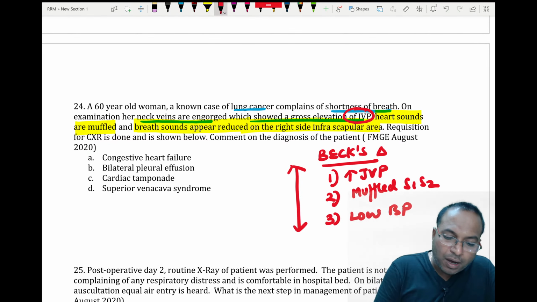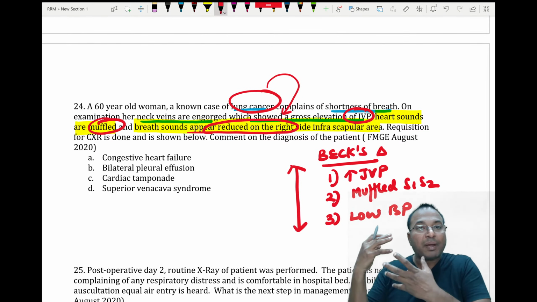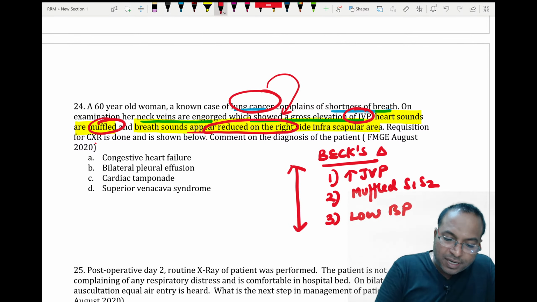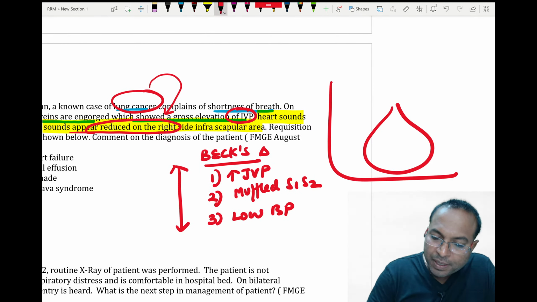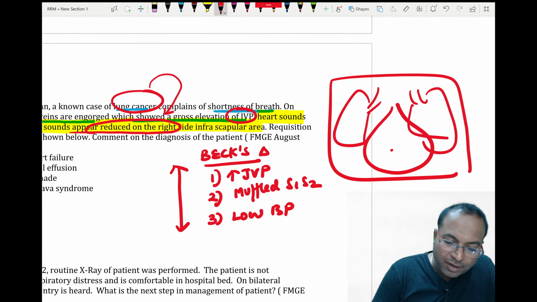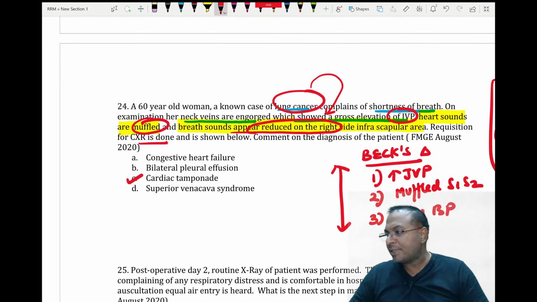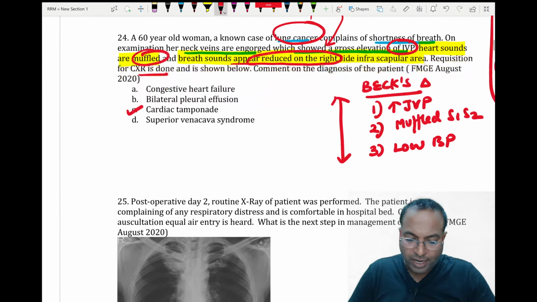Elevation of JVP, heart sounds are muffled, and breath sounds appear reduced on the right side, maybe due to the lung cancer. That is a point you should know here. Maybe due to the lung cancer on the right side, she might be having a reduced breath sound. X-ray chest is done and that is actually showing an appearance that is known as ice bag appearance of cardiac tamponade. So that is therefore a case of cardiac tamponade. C is cardiac tamponade. So please remember, muffled heart sounds, hypotension and raised JVP is Beck's triad.